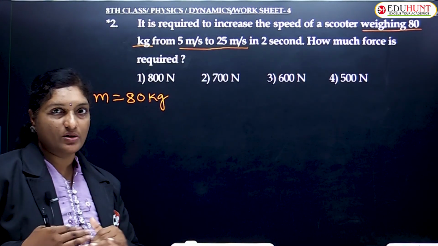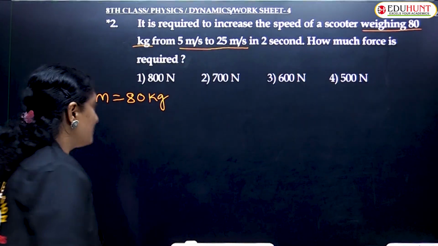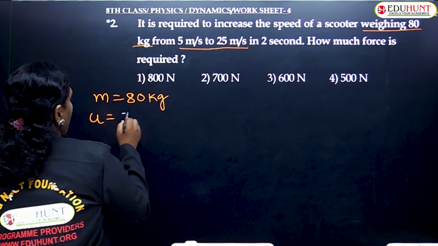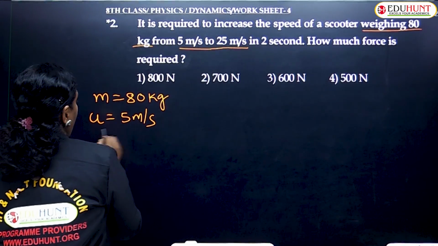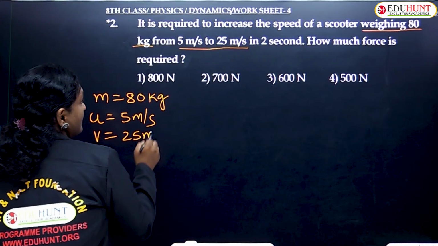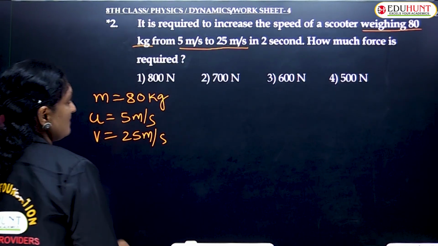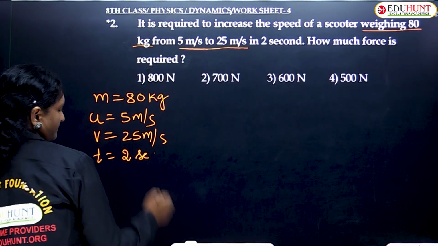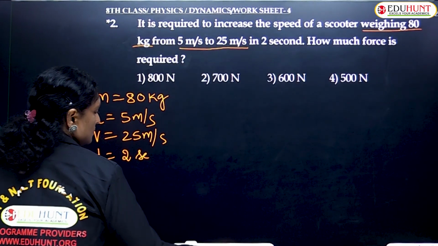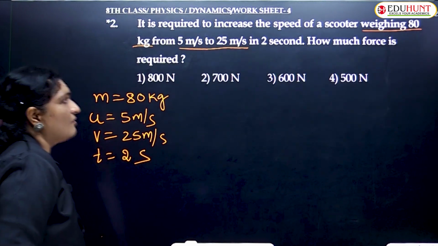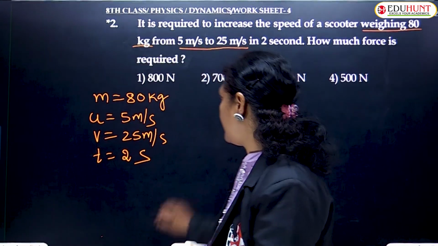So initial velocity and final velocity. Initial velocity or initial speed, let me represent as 5 meter per second, and final velocity or final speed, let me represent as 25 meter per second. What else was given? Time was given as 2 seconds. Time was given as 2 seconds children. So this is the given data. You are asked to find out how much force is required.